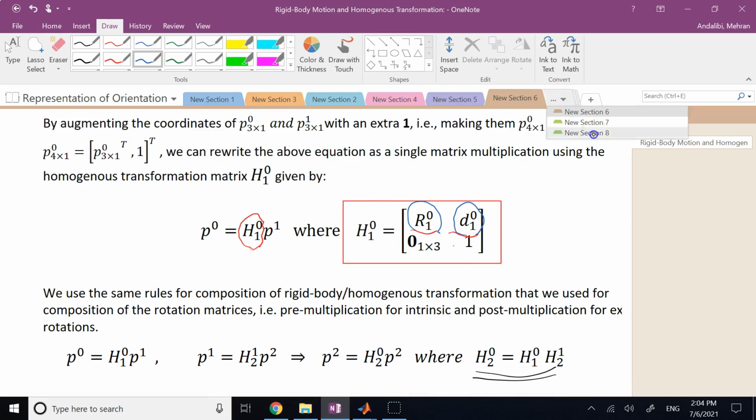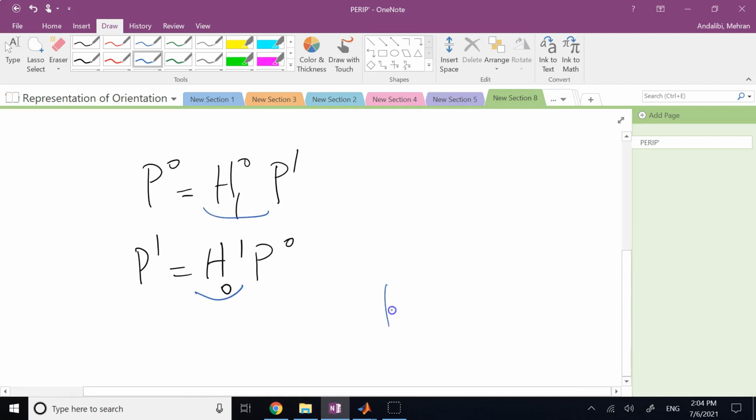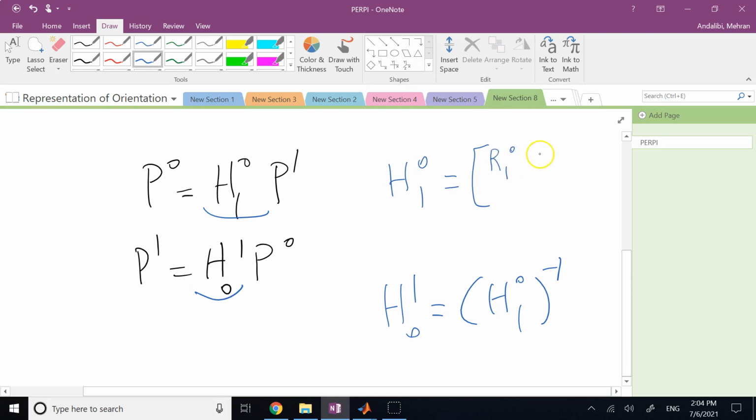So yes, here I can say that H01 is the inverse of H10, but not the transpose of it. They are inverses of each other. But how would you invert a matrix that looks like this? R10, D10, 0, 0, 0, 1. How would you invert it? Based on the R and D, how can you invert it?